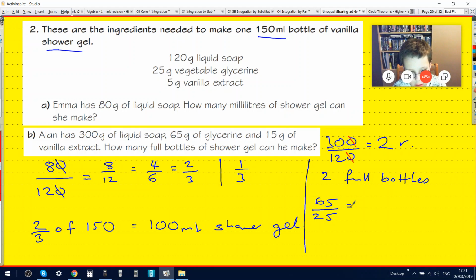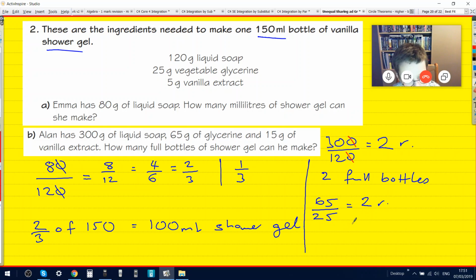And then, well, I think it, hang on. Oh, no, sorry, 25, 50. It goes into it twice, and then with some remainder.